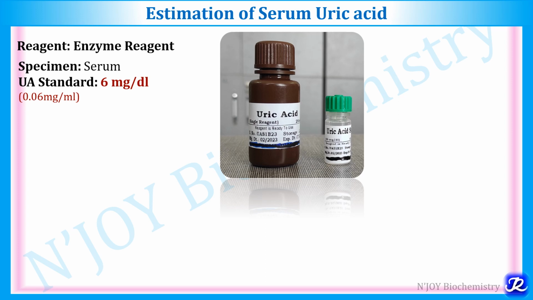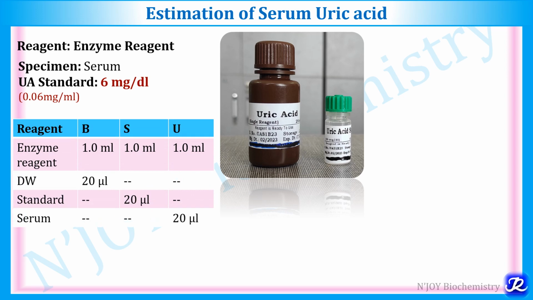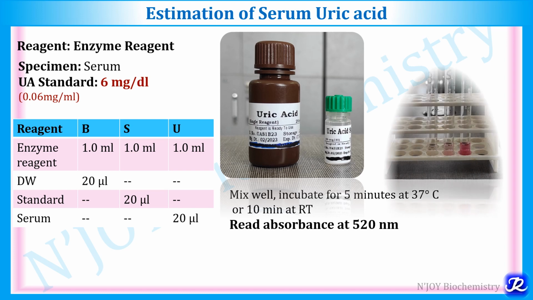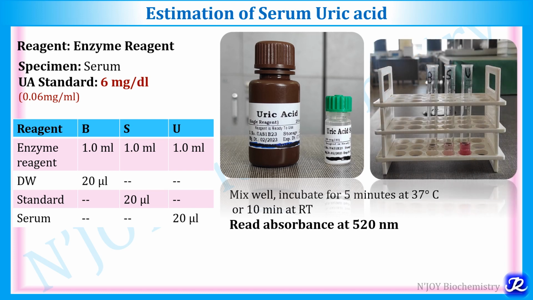standard. And the procedure is we take 3 test tubes: blank, standard, unknown. In the 3 test tubes we add 1 ml of enzyme reagent, uric acid reagent, 1 ml in each test tube, 20 microliter of distilled water in the blank, 20 microliter of standard in the standard test tube, and 20 microliter of serum in the unknown test tube. 20 microliter means 0.02 ml. Then we have to mix it, incubate for 5 minutes at 37 degrees centigrade or 10 minutes at room temperature, and we get such color.